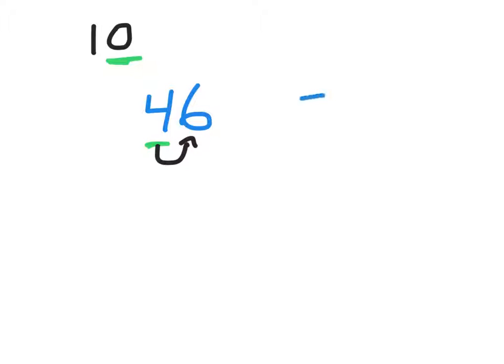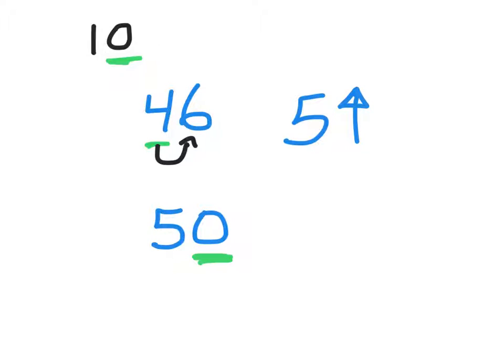If the number is a 5 or higher, a 5, 6, 7, 8, or 9, I'm going to round this number up. That means my tens place value goes up. So instead of a 4, the next one up is a 5. And then the 6 becomes a 0 because I've rounded up. And notice that the number 50 has 1 zero, just like the number 10 has 1 zero. So when you round to the nearest 10, you should always have at least 1 zero in your number. Let's do another example.